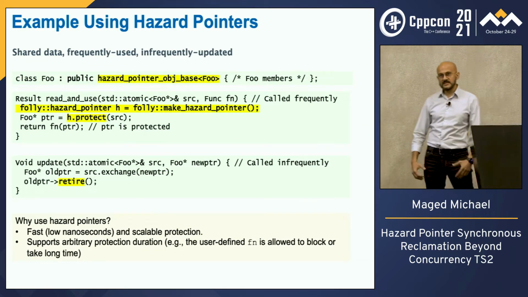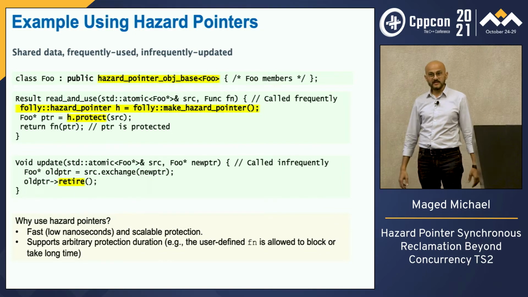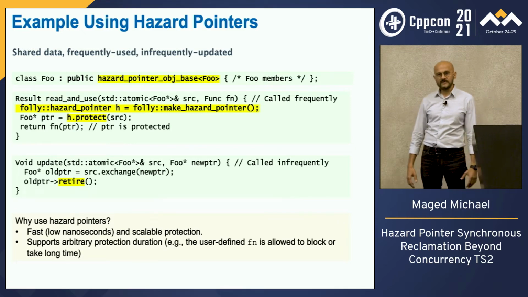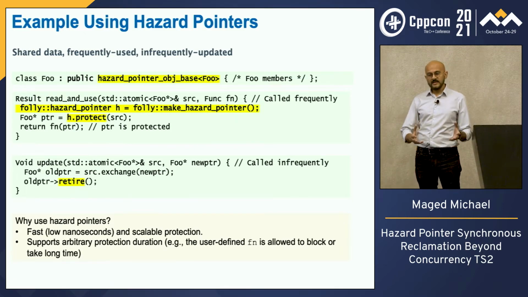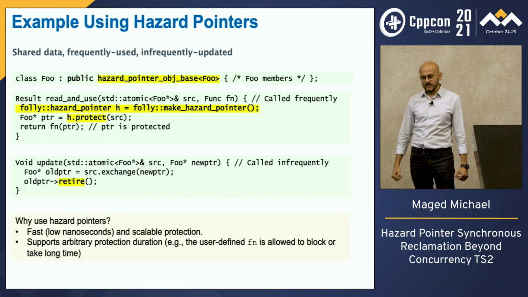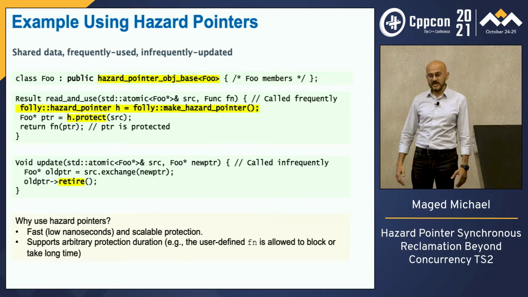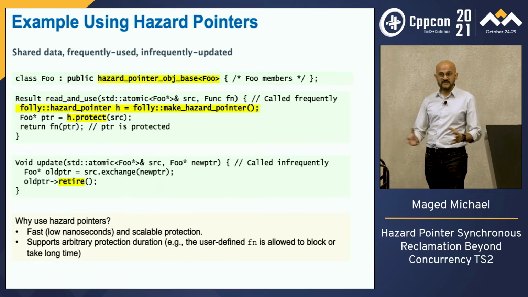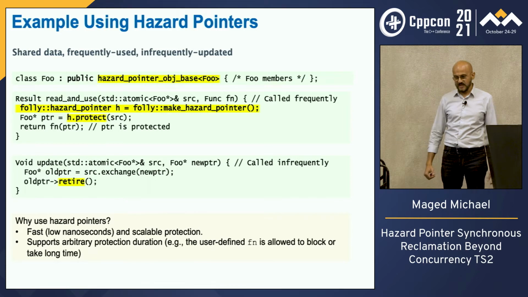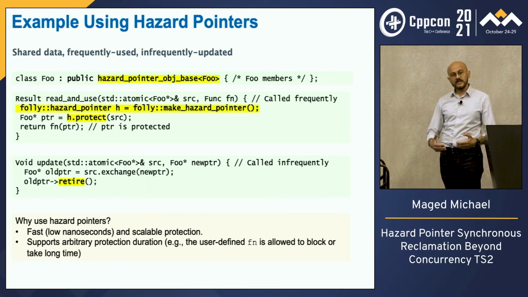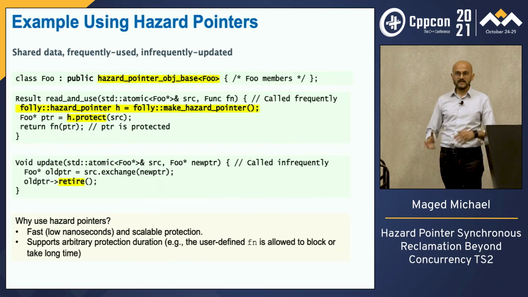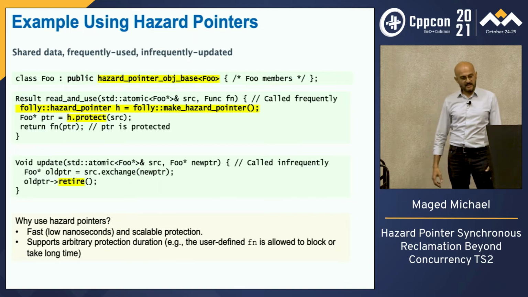So looking at this example, using that kind of interface, this is a typical deferred reclamation example. You have shared data that is frequently accessed and used and infrequently updated. So we want the read and use operation to be as fast as possible, and the update should be efficient, but we don't care as much. So for the read and use, it's going to use a hazard pointer, and that uses a function in the interface called make_hazard_pointer.